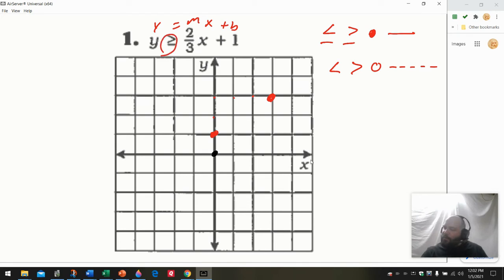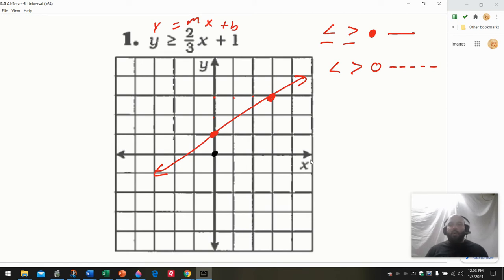Now, because we have a greater than or equal to, that is going to give us a solid line, just like this. You can see that wasn't very great. Let's see if I can do this a little bit better. Close enough. Okay, so there's my line. I am going to put my arrows on that line because that line does go on forever.